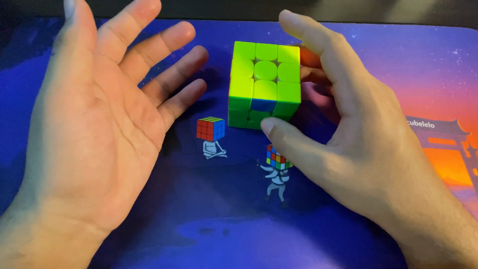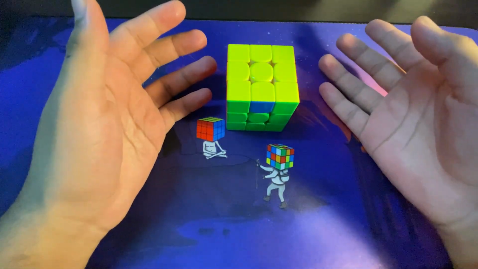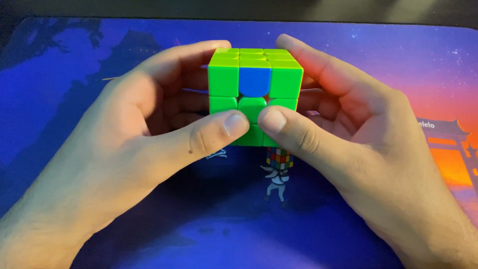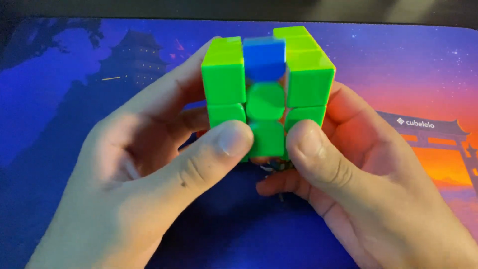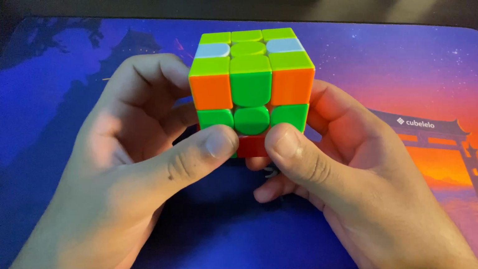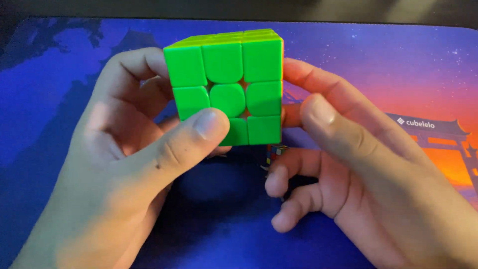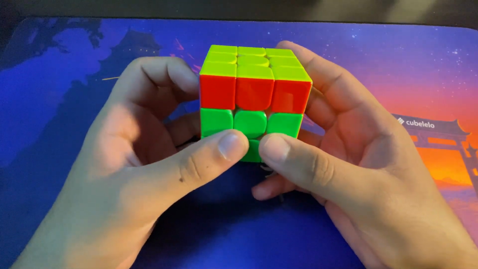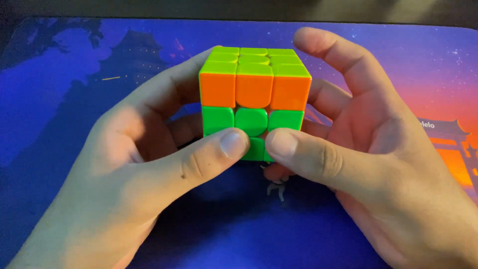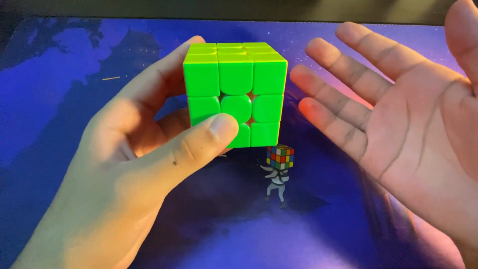So to fix this, there's a special algorithm, but you could also use the algorithm we've learned already. But I'm going to teach you this special algorithm anyways because it's much faster. And to use this special algorithm, we're going to do this: M2 U prime M2 U2 M2 U prime M2. And in most cases, it will actually leave you with this kind of scenario where you just need to do a U or even a U prime. But in some cases, it will just give you a finished cube, and that should be it. And that's the end.